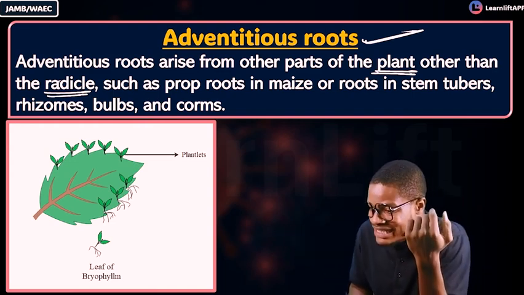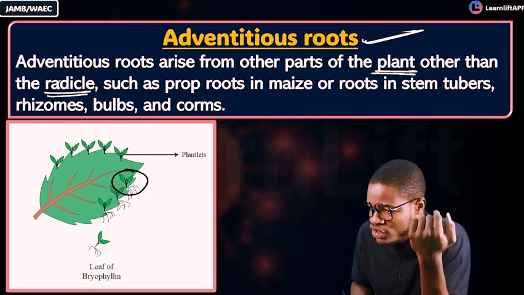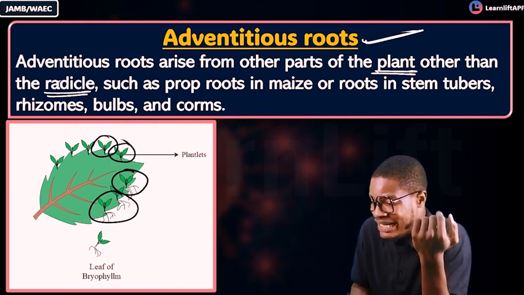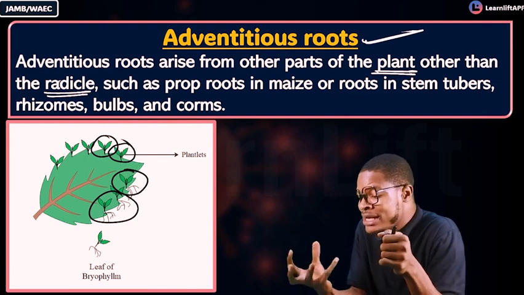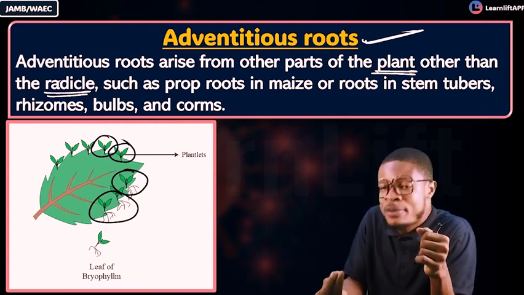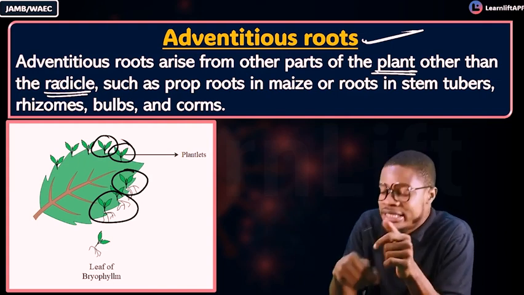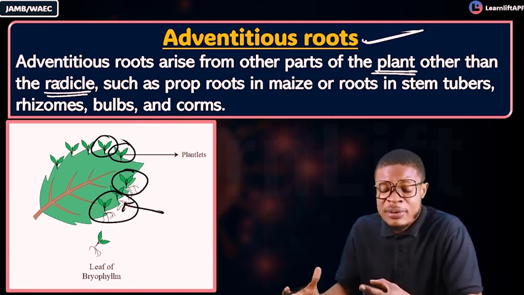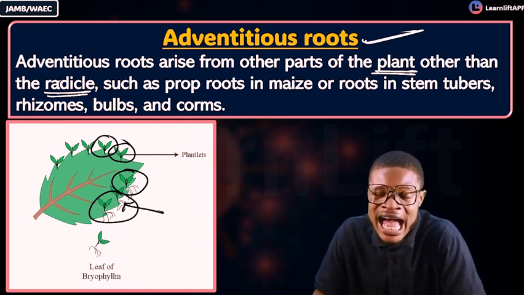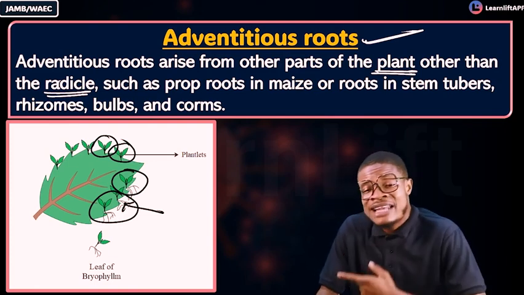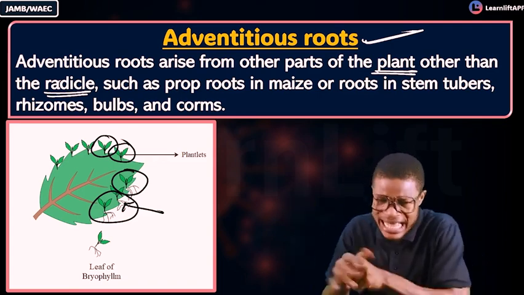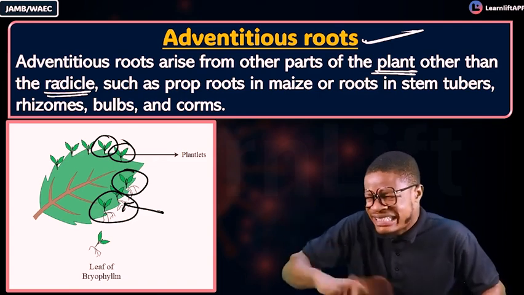You can see that there are roots around this region, right? All these roots that you are seeing, and you can see that this one is even giving rise to plantlets from the leaf, a new plant developing from the leaf. Around those plants developing from the leaf, what do you call those roots? Adventitious roots. Adventitious roots arise from other parts of the plant other than the radicle.